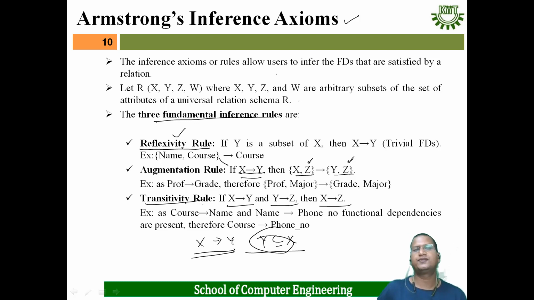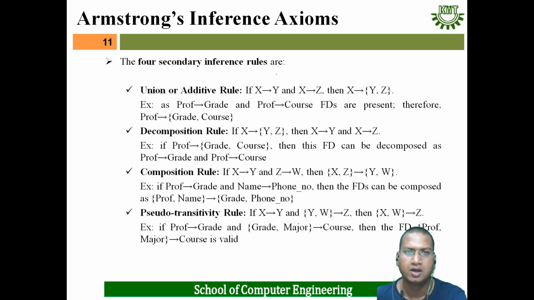These three are known as fundamental inference rules. First one, the reflexivity rule, is the opposite of trivial functional dependency. Augmentation rule: if we add the same attribute to the LHS part and RHS part of a functional dependency, then that will also be a functional dependency. And the transitivity rule says that if X is determining Y and Y is determining Z, then X will determine Z. These are the three fundamental inference rules. Now we'll see the secondary inference rules.